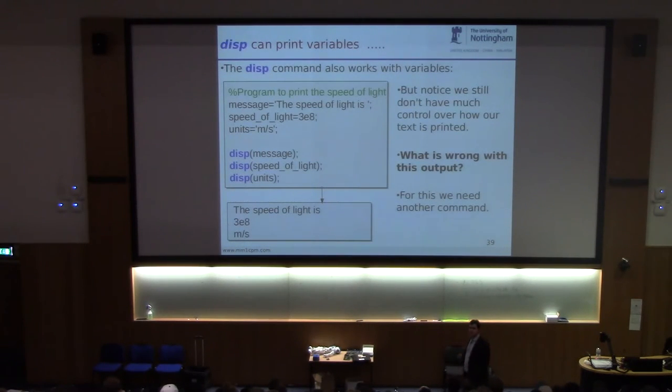What we can do is mix variables that hold text with the disp command. So we can go message equals the speed of light is, speed of light equals 3 times 10 to the 8, so this is actually holding a number, units equals meters per second. We store what we're going to print to the screen in variables before we print. Then the result will be disp message, disp speed of light, disp units. What's wrong with this? What's horrible and ugly about this? Would you write that in an English essay? No, why not? Yeah, there are returns everywhere. It's horrible, right? So, correct. We need to fix that.